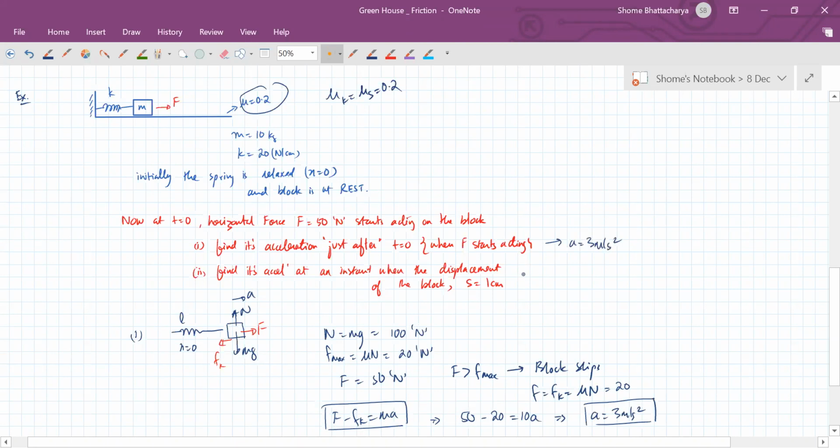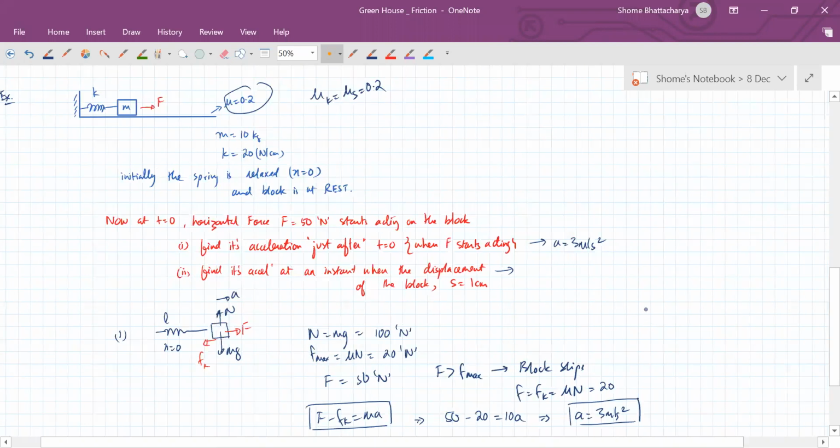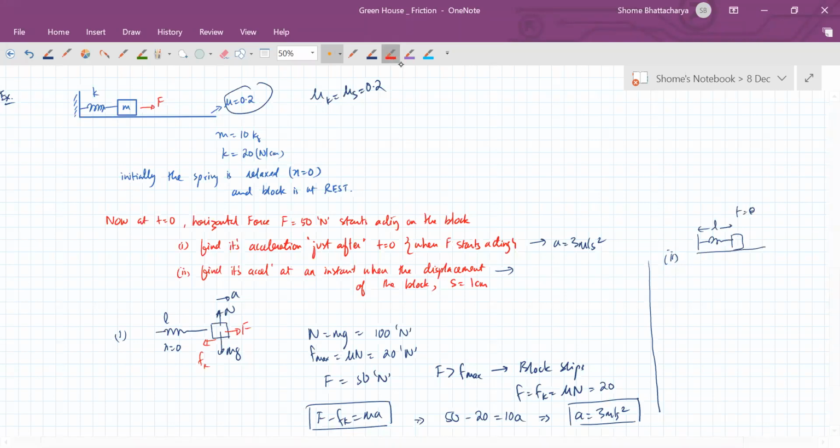Okay. But now let's see what's happening in this part, the second part. By the time you are coming to that situation, consider the displacement of the block from its original position, where it was at t equal to 0. Now from here, if the block is displaced by x, say 1 centimeter, whatever is the displacement of the block becomes the extension of the spring. So x is equal to the displacement of the block, which is 1 centimeter at that time.